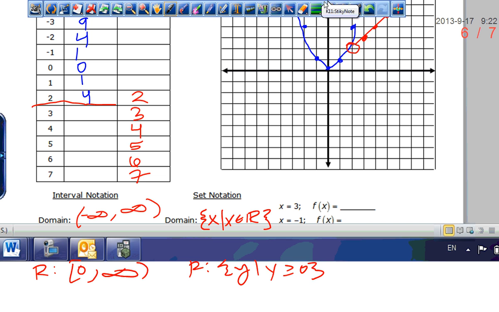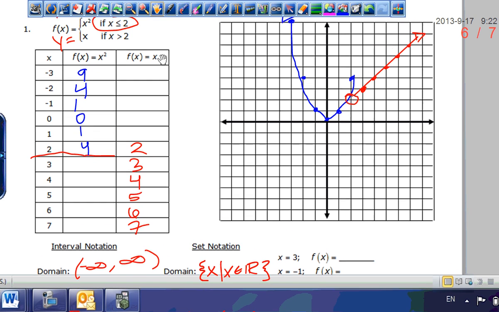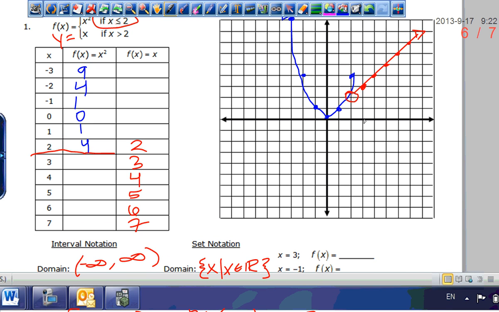So the last thing on this tells us to find when x is 3, what is y? So let's look at our picture here. When x is 3, what is my y value? 3. What about when x is negative 1? What's my y value? 1. What else we got on there since mine's cut off?